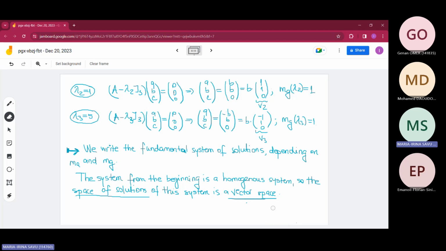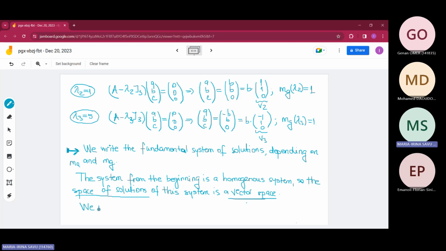We have a system which is homogeneous, and we know that the space of solutions is a vector space, similarly with the system that you have seen earlier. What do you need to find in order to be able to write all the solutions? A basis. Yes, exactly. So you need a basis. And this is why we must find some functions which are called fundamental functions.